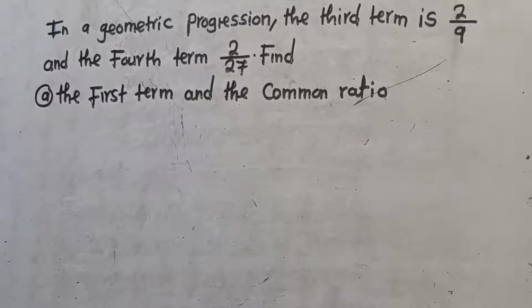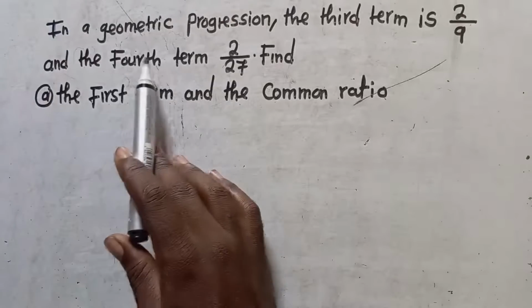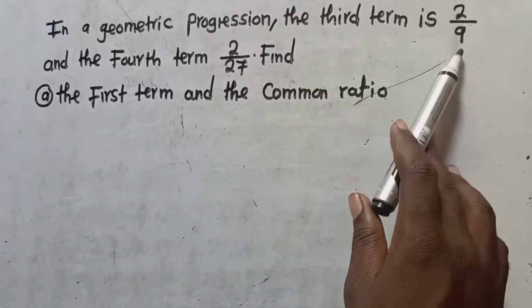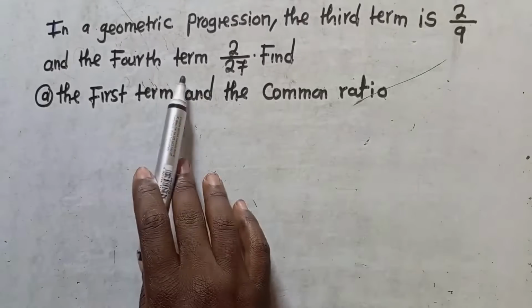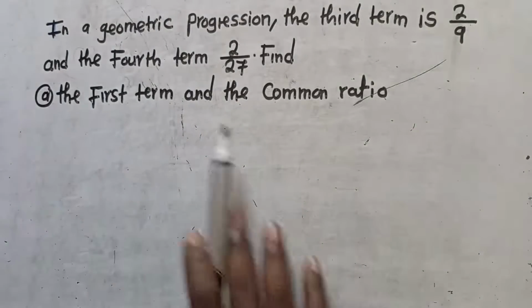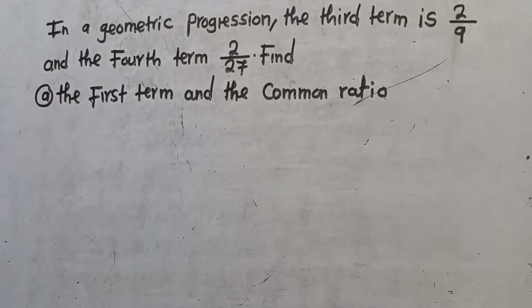It's a continuation from where we ended. So I just want us to revise through these particular questions and see how we can answer if we are to encounter such questions in an exam. So I want you to follow me clearly and attentively. The question is saying: in a geometric progression, the third term is 2 over 9 and the fourth term is 2 over 27. Find the first term and the common ratio.